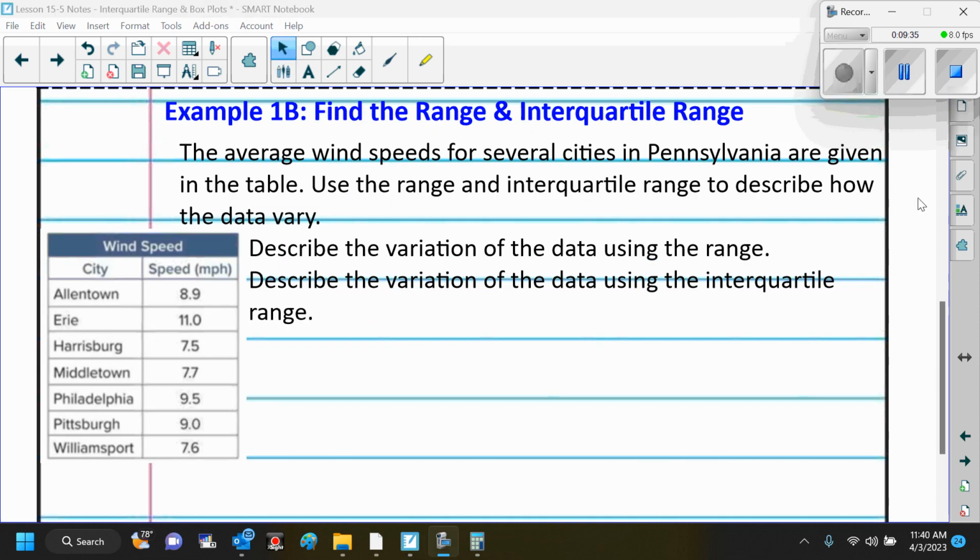All right, so I would like for you to pause the video and do example B1B on your own. And then restart the video so you can see the solution.